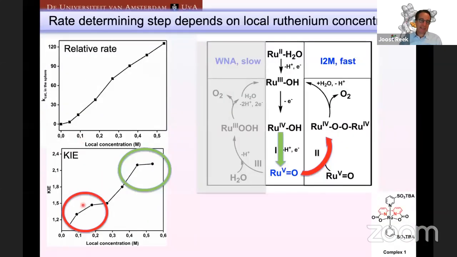We also looked at the kinetic isotope effect, and we see that the kinetic isotope effect is changing as function of the local concentration. And from these kinetic isotope effects, we know that the pathway of this complex is going via this dinuclear mechanism. But at some point, the local concentration is so high that also the preceding proton-coupled electron transfer becomes part of the rate equation. And as such, we see the kinetic isotope effect also increasing as function of the local concentration.